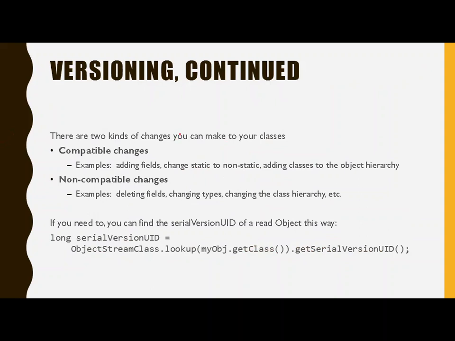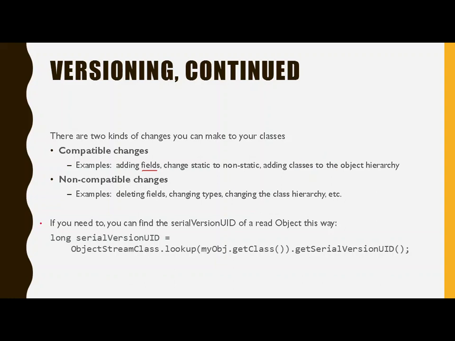So in your person class or your student class or your teacher class, if you add new instance variables, that's okay. They're just not going to get written, right? It's going to match them up correctly, but it can't match up new ones. You can change static to non-static to instance. That works. You can add classes to the object hierarchy as long as it doesn't affect the relationships here. That won't be a problem.